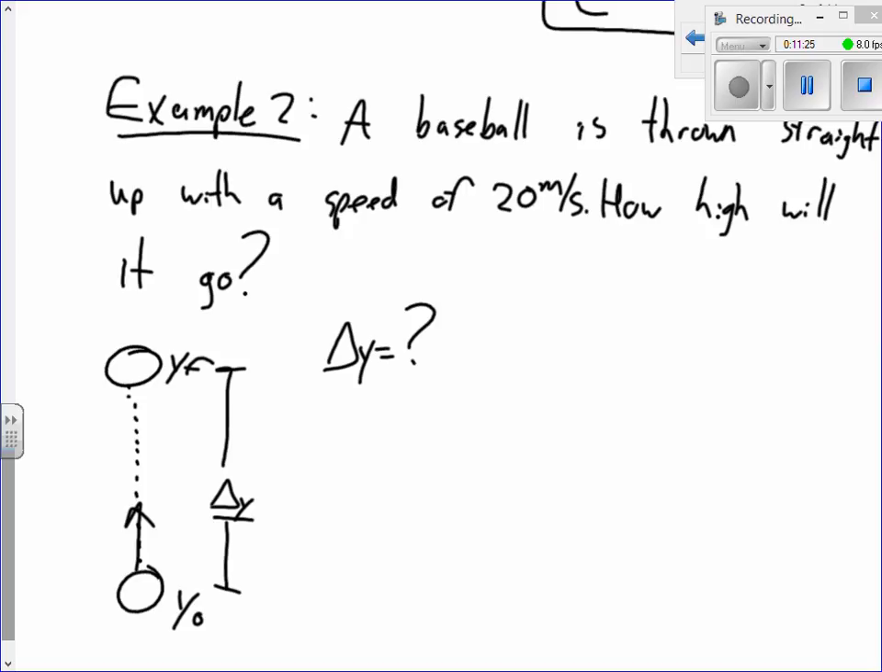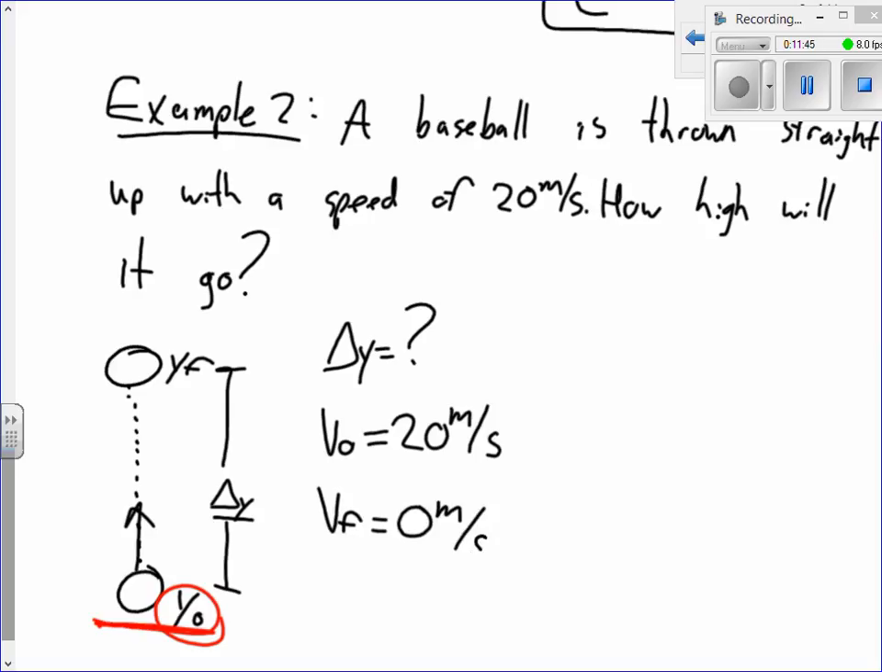They said that it has a starting speed of 20 meters per second, so that's at this location. At y initial, we have a speed of 20 meters per second, so that means v initial is 20 meters per second. It slows down until it reaches a final speed of 0 meters per second, and the last thing that we know is that a is negative 9.8 meters per second squared.